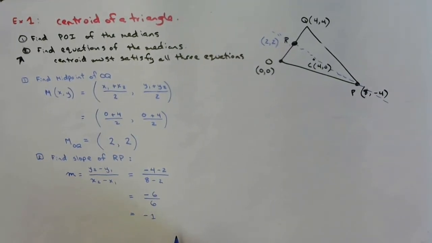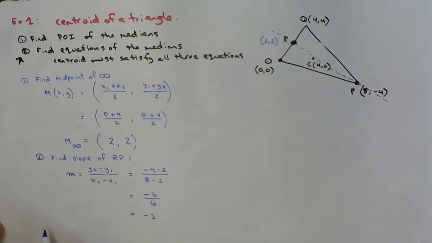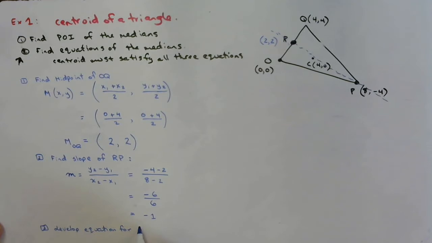Okay, now I have the slope of that line. I need an equation of that line. How do I develop an equation for that line? Point slope formula. Thank you. Develop equation for PR or RP.